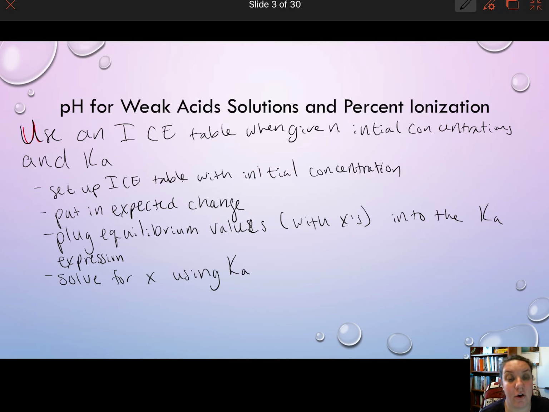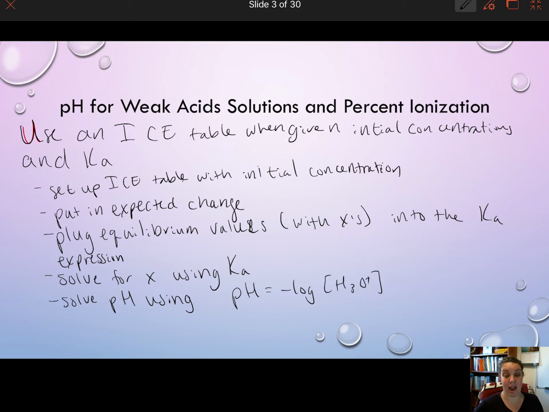And then to solve for pH, which is generally one of the things we're most looking for with these, we would use pH equals negative log H3O plus. In a lot of cases, our X will be equal to our hydronium concentration.